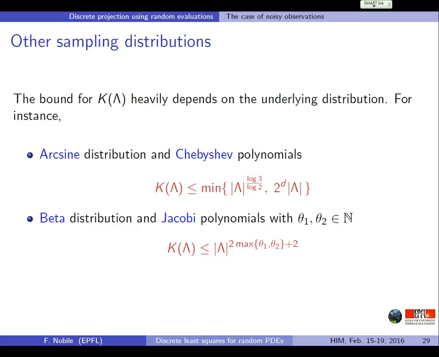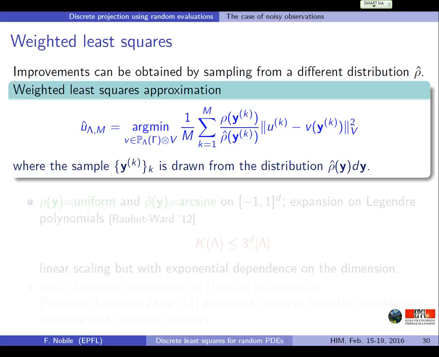We have similar results for Beta and Jacobi. You get even worse scaling here. You can, and there is this other idea again by Olga on reweighting. This was done for L1 minimization, but applies to the L2 as well. So instead of doing a standard least square, you do a reweighted least square. So you sample from a different distribution. And then here you minimize the square misfit, taking the ratio between the original distribution and the corrected one.